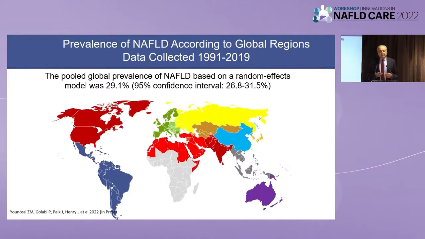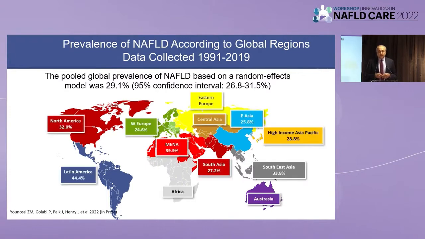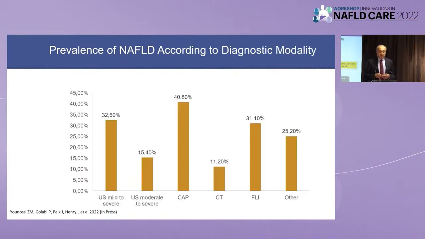In this analysis, the prevalence of NAFLD is about 29% globally. The highest prevalence now is in South America, at 44%. In the Middle East, still very high, about 40%. And in the United States or North America, that prevalence has now gone up to 32%, which is actually consistent with what we all see.